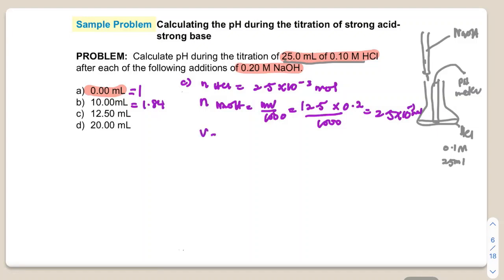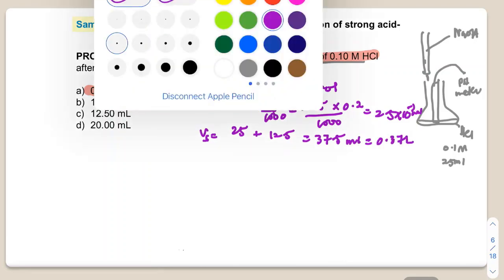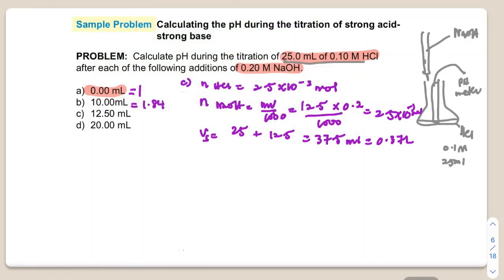And then the V total is equal to 37.5 ml. Okay, so we construct the reaction table.